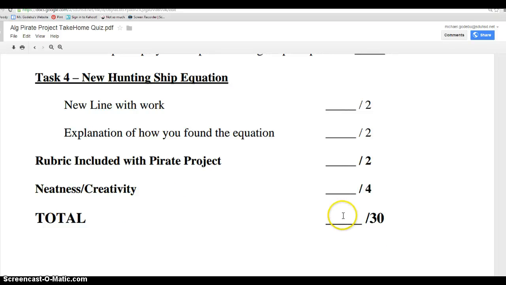30 points. It's going to be a quiz grade. 30 points as a quiz grade is pretty substantial. So do your best on this. No one says you can't work with somebody else who has the same version number as you or version letter.